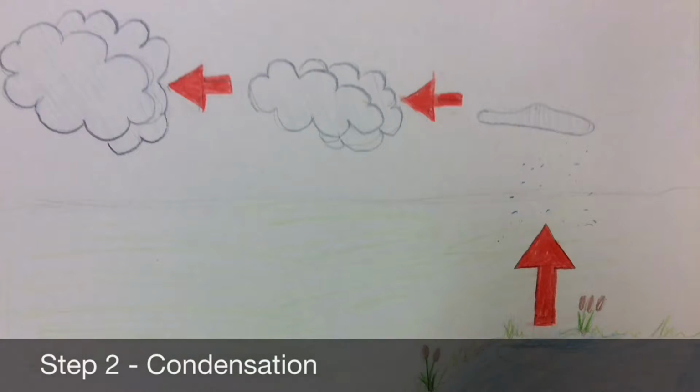After water evaporates, it condenses into little water droplets, and then those droplets are turned into clouds.